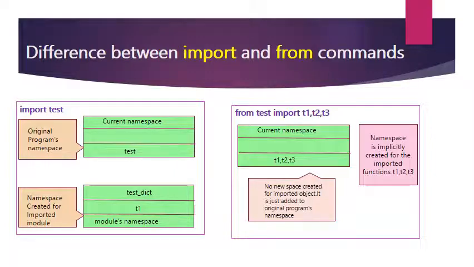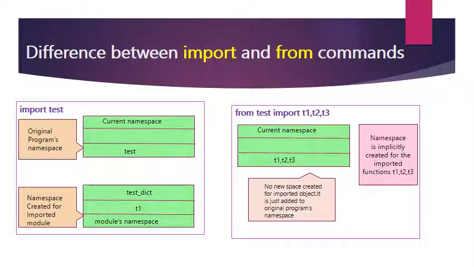So the original namespace will have its own current names written in it, along with the module which is going to come as test. And there will be a separate namespace for the test module. There we will have test date, T1, T2, T3 functions, and many other variables which you have created in that particular module. For them also a namespace will be there.